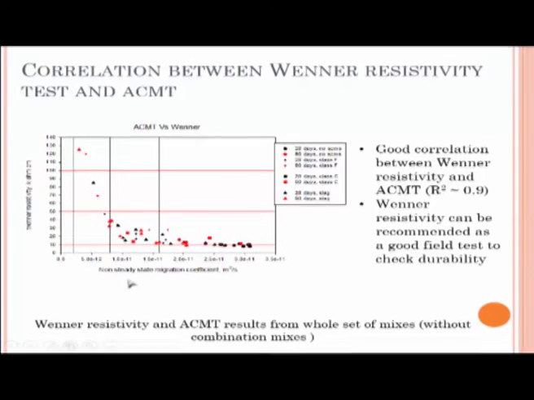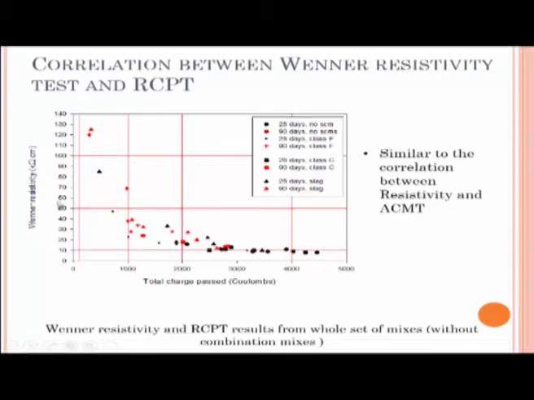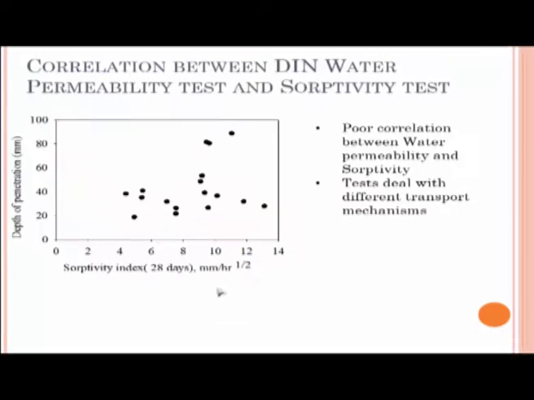So this is the accelerated chloride migration test, migration coefficient against the Wenner resistivity, and you can see there's a very strong correlation there. Why? Because accelerated migration is testing some sort of a conduction through the concrete, and resistivity is measuring the opposite of conduction, that is resistivity. So there has to be an inverse relationship between the two that is very clearly captured in this case. Same thing between Wenner resistivity and rapid chloride permeability, because they are measuring the same mechanism, but just the opposite.